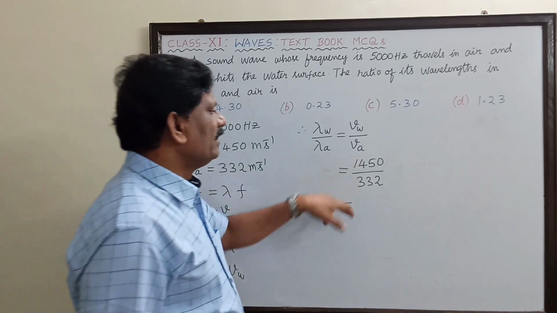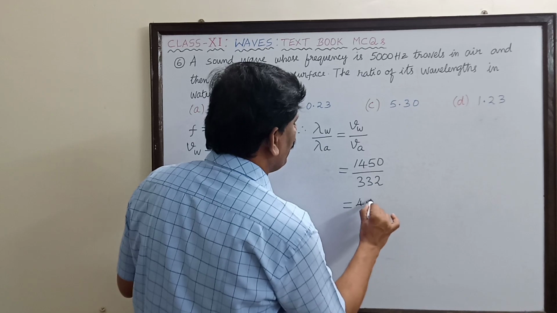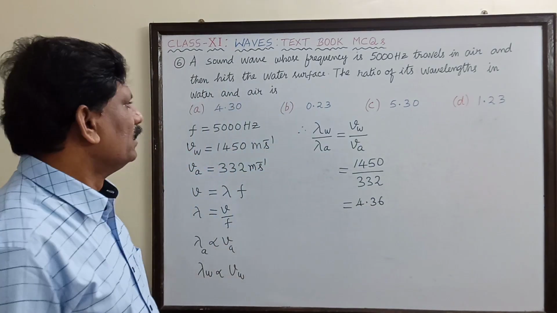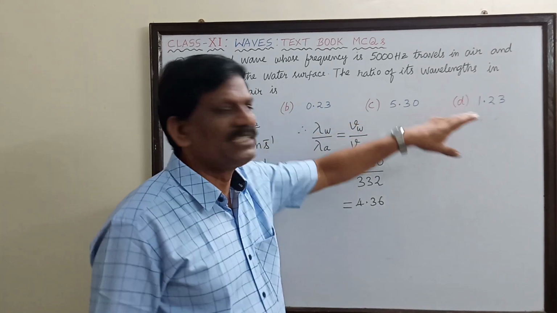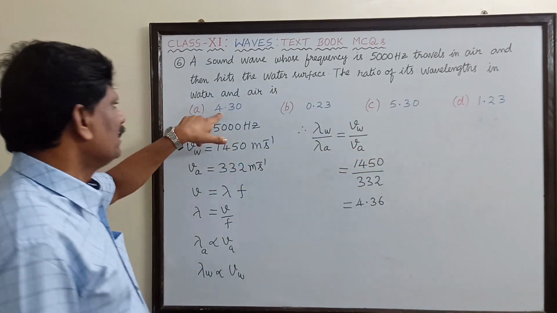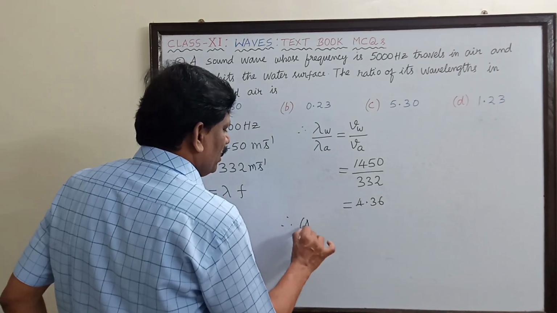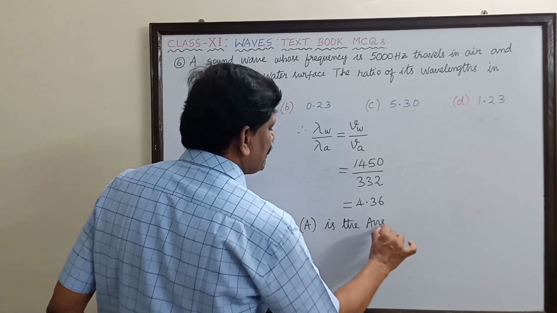If you divide this using a calculator, the value is coming as 4.36. This is the ratio. So the nearest answer is 4.30. All other numbers are much deviating. Therefore, option A must be the correct answer. Therefore, option A is the correct answer.